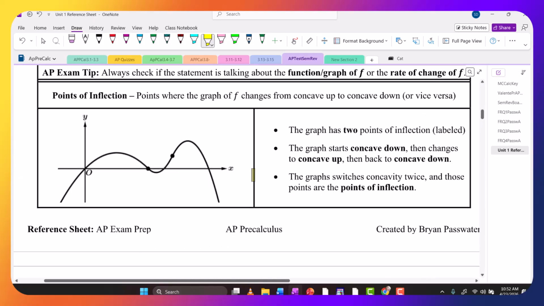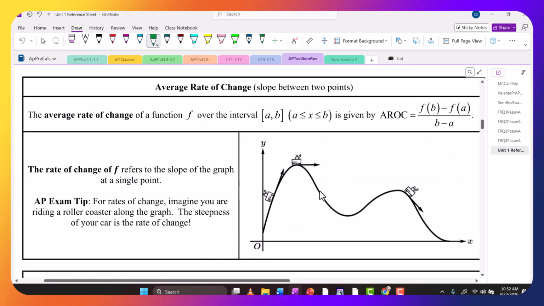Remember points of inflection, that changes concavity. So that's a simple concept. That's concave down. This is concave up. And then this is concave down. So those intervals, and you'll probably have to mark the x's. Where does that concavity change? That's where the x values are, which are not marked here, but you get the point. Yep, points of inflection. Good, nice.